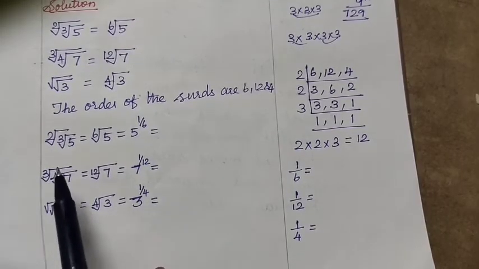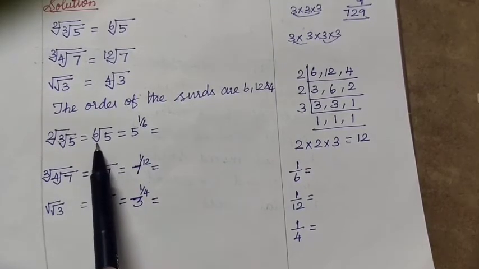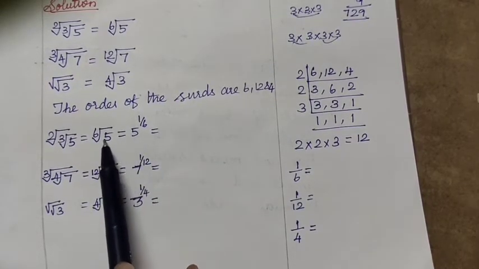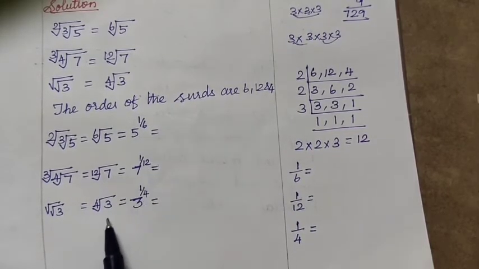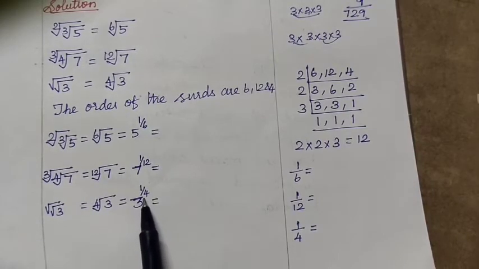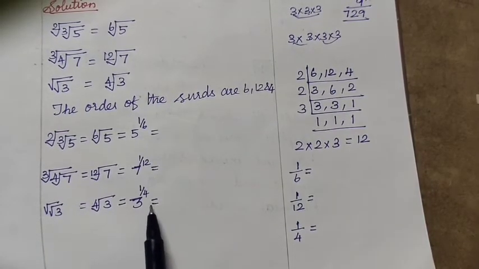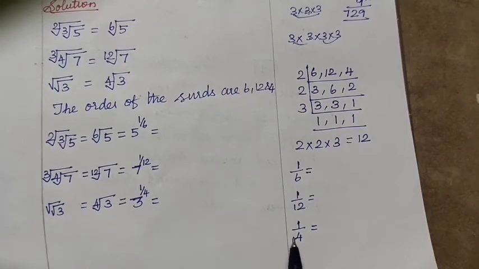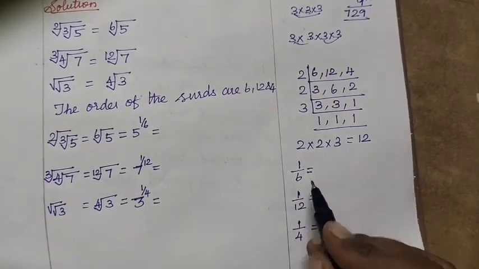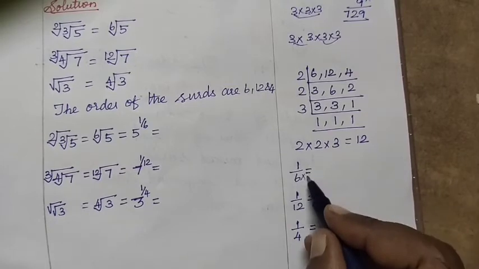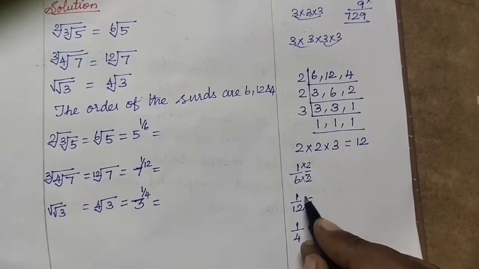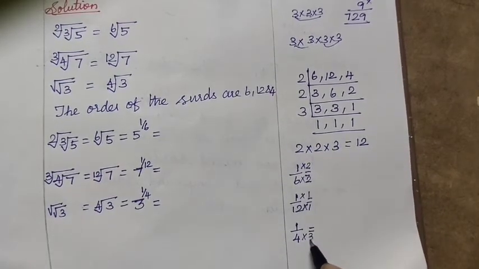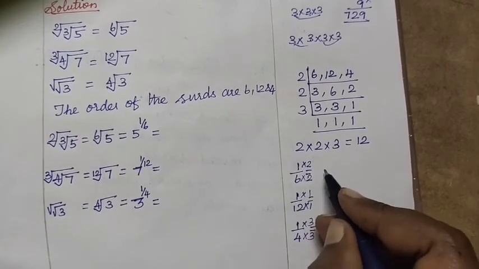See here, this can be written like this. We can write it as 5 to the power 1 by 6, 7 to the power 1 by 12, 3 to the power 1 by 4. Here 1 by 6, 1 by 12, 1 by 4. We have to change this into the same order of surds. So 6, here LCM is 12, so we have to multiply it by 2. Here 12 only, so multiply by 1. Here multiply by 3. What will you get?